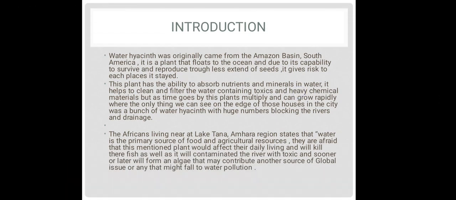For the introduction, water hyacinth originally came from the Amazon basin in South America. It is a plant that floats on water, and due to its capacity to survive and reproduce through seeds, it spreads to every place it stays. This plant has the ability to absorb the nutrients and minerals in the water. It helps to clean and filter water containing toxins and heavy chemical materials.